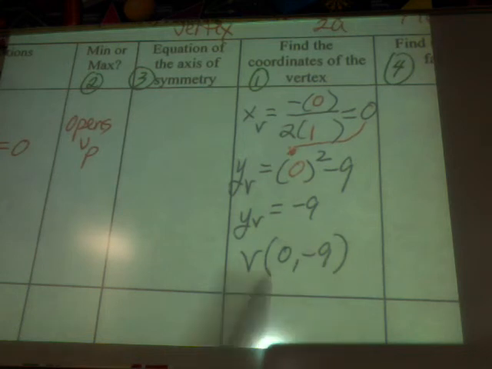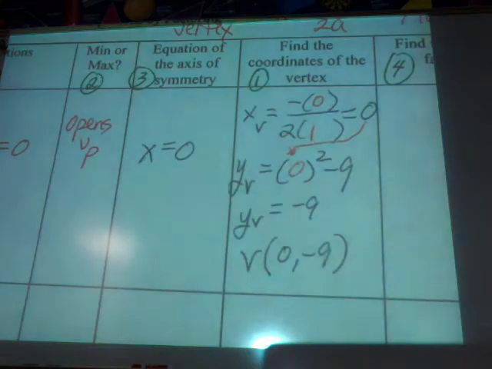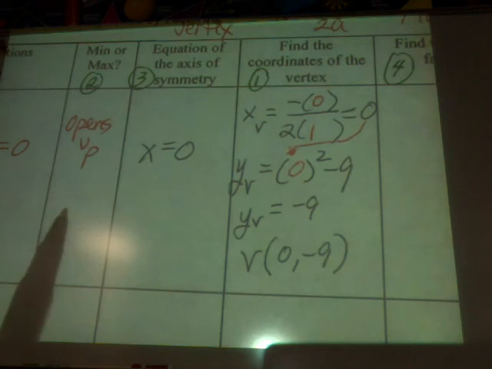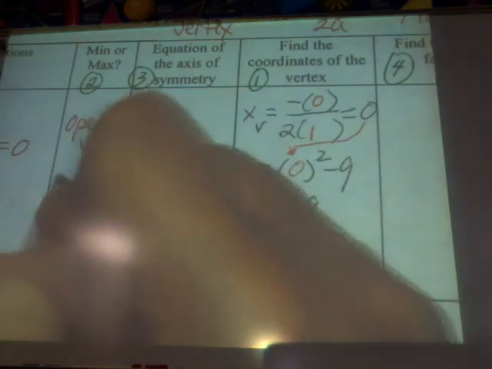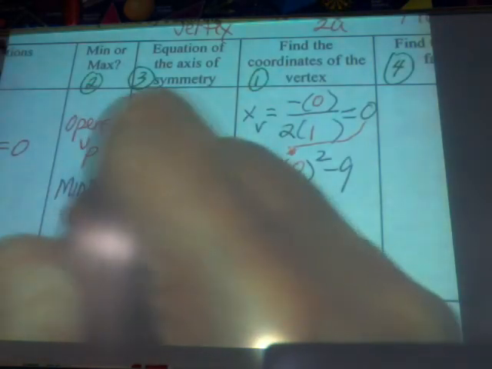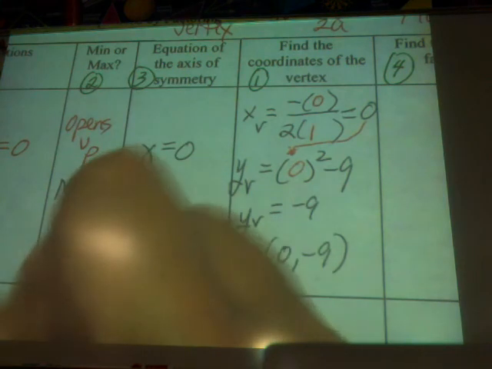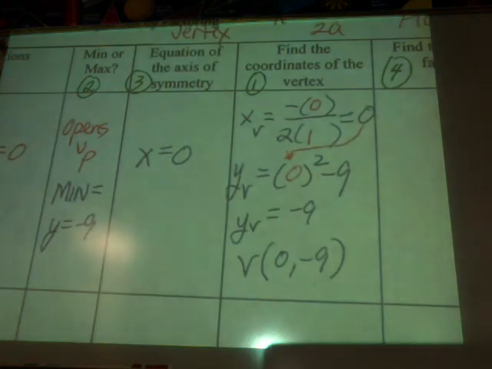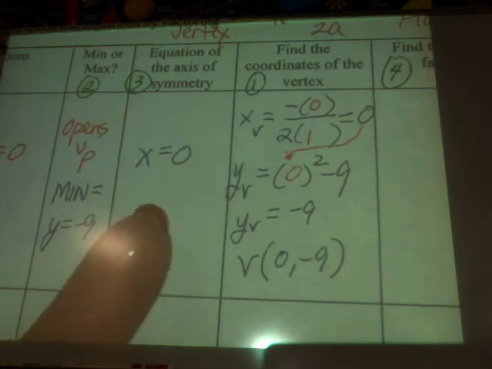All right, so the 0 and the -9 split. The 0 goes to the axis of symmetry. So the axis of symmetry is x equals 0. And the -9 goes to the max or min value. So do I have a max or minimum value if it opens up? Minimum, right? And it equals -9. You can just put a -9 there, that's fine. But this one you have to put the equation.